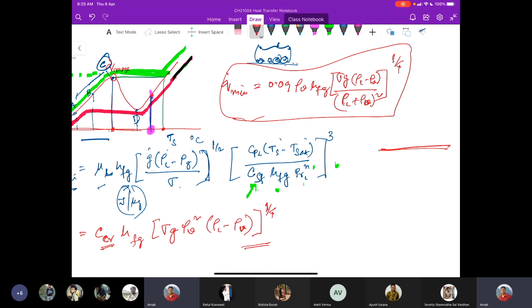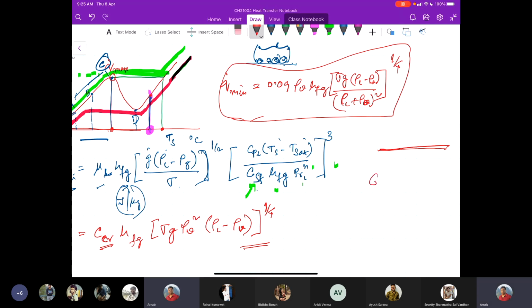Okay, so for such values, that means C critical, you'd find a table in the textbook or reference book where you'd find the C critical against different shapes of the heaters, where you will have a table of different values. So you have to choose the appropriate C critical constant value.